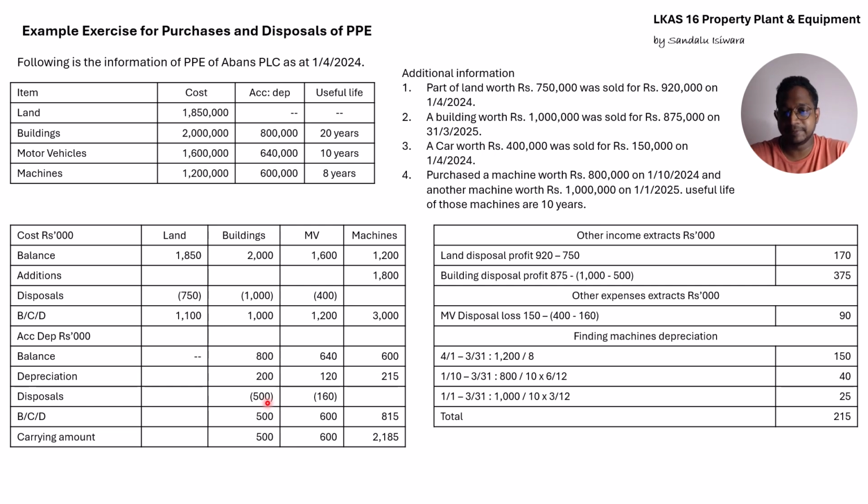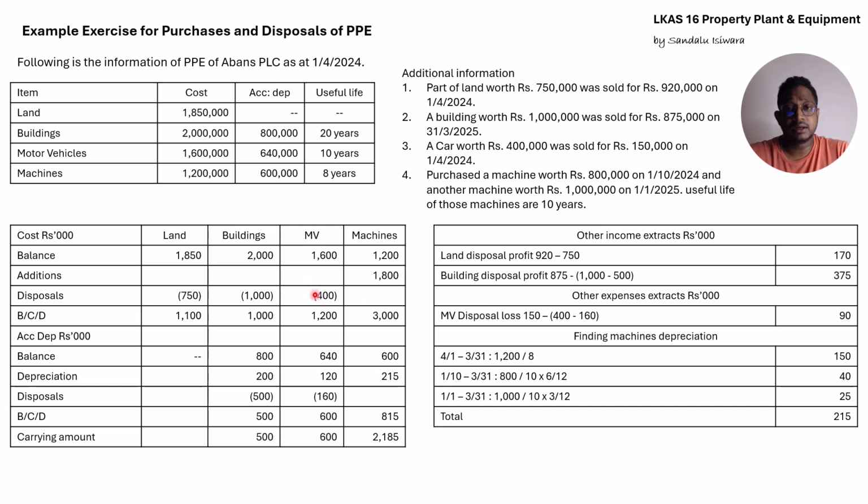So here what you are doing, you are selling this building for 875. The carrying amount of that is 500. So there's a disposal profit 375. And last one, the car worth 400,000 was sold as in opening date. So if it happens as in opening date, first you have to do the disposal and then do the depreciation on remaining motor vehicles.